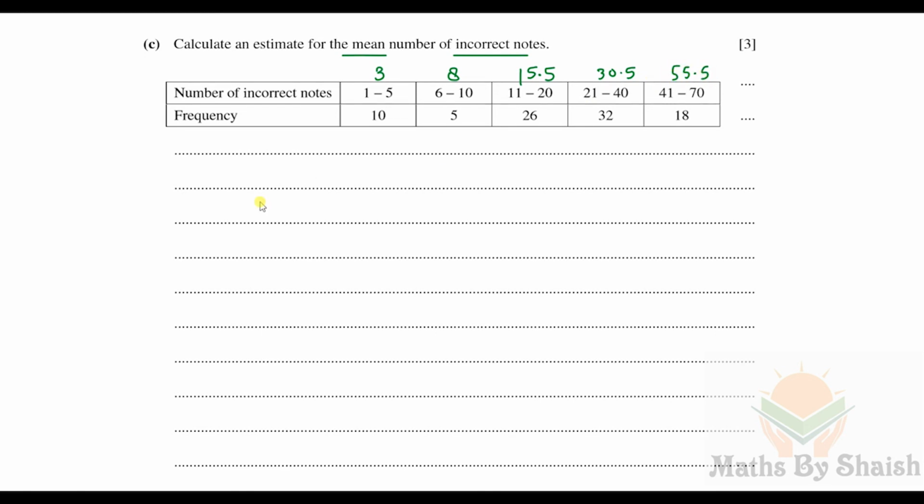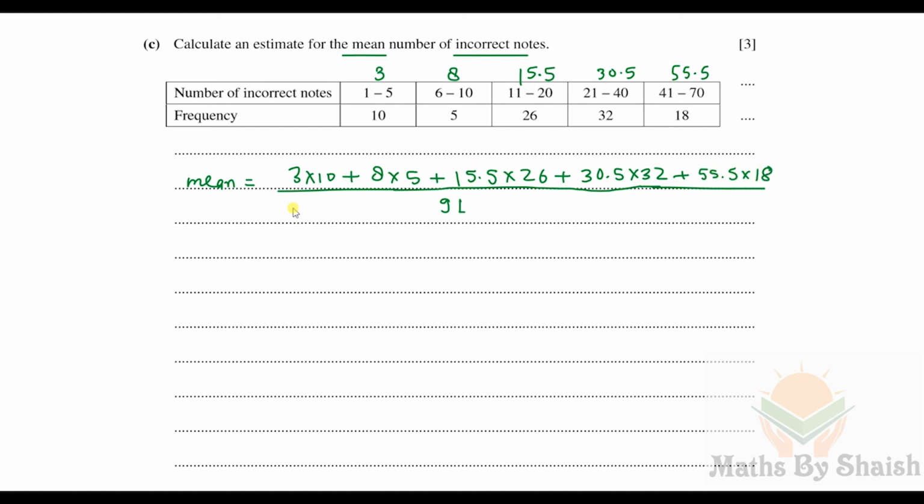So the mean would be the sum of this data divided by the total number of data, that is of course 91, and the numerator would be 3 into 10 plus 8 into 5 plus 15.5 into 26 plus 30.5 into 32 plus 55.5 into 18. Now we will calculate this value. It is 2448 divided by 91, and this value to three significant figures is 26.9, because it is 26.901 and so on. So that's the mean number of incorrect notes.